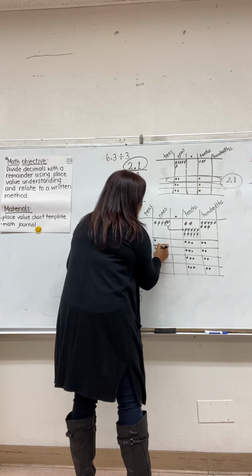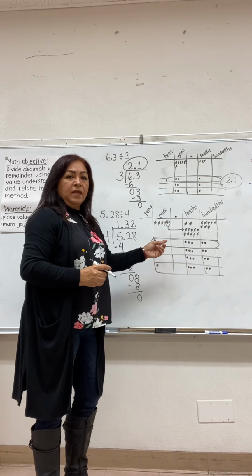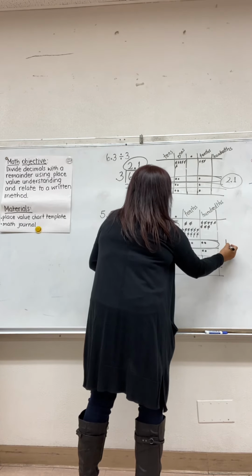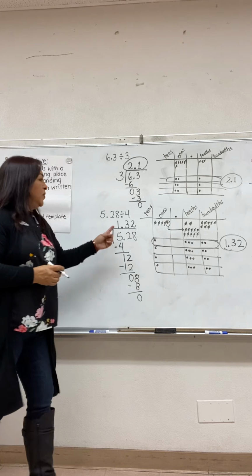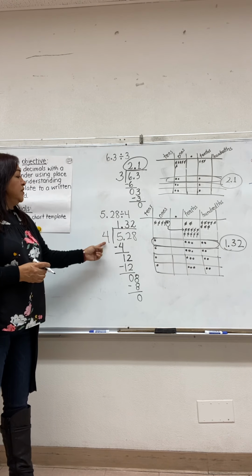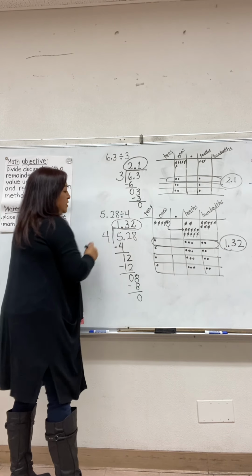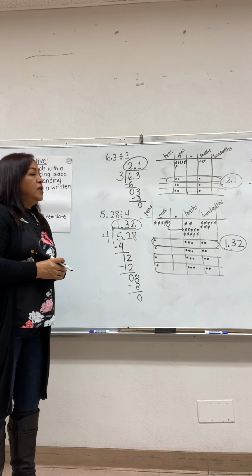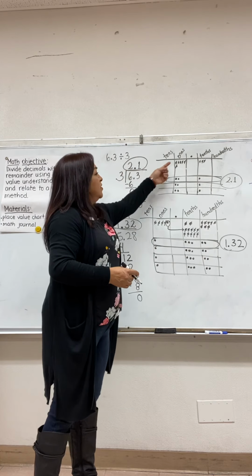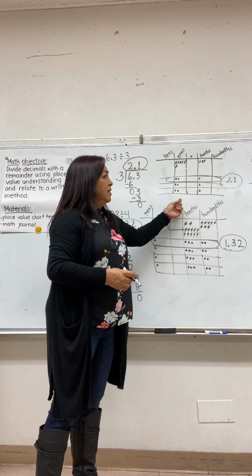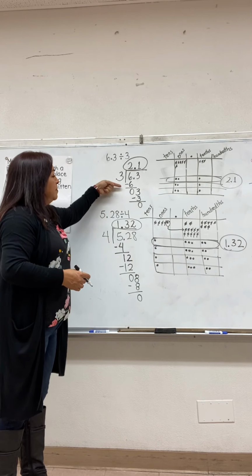So our quotient in our place value chart is the total number of units that went into each group. In this case, 1 and 32 hundredths. And as you may notice, on our division standard algorithm, we also have the same quotient, 1 and 32 hundredths. Okay? So today, we were able to divide decimal numbers using our place value understanding, then using our division standard algorithm to show our steps in writing.